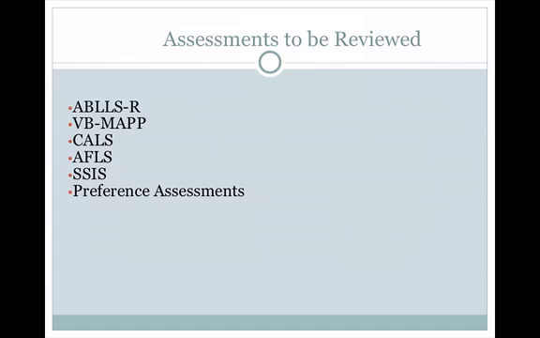So we're going to look a little bit at the ABLS, the VB-MAP, the CALS, the AFLS, the SSIS, and preference assessments. All of those are things that are commonly done. The ones that are most commonly administered are the ABLS, the VB-MAP, and the AFLS, in terms of assessment of goals or abilities. Preference assessment is done to make sure that we are objectively using items likely to motivate learners in our instruction.